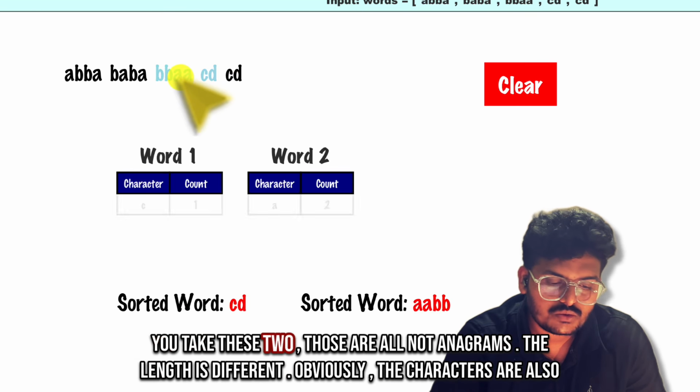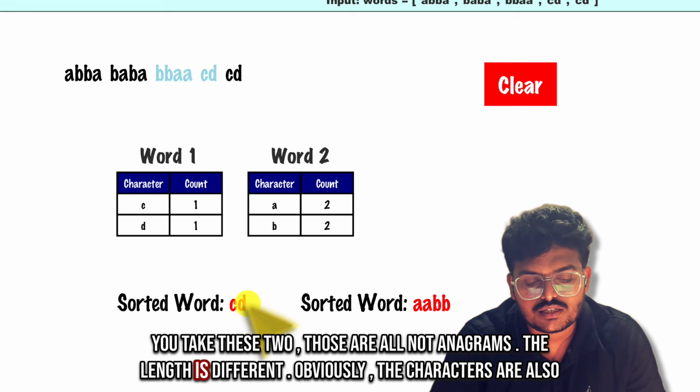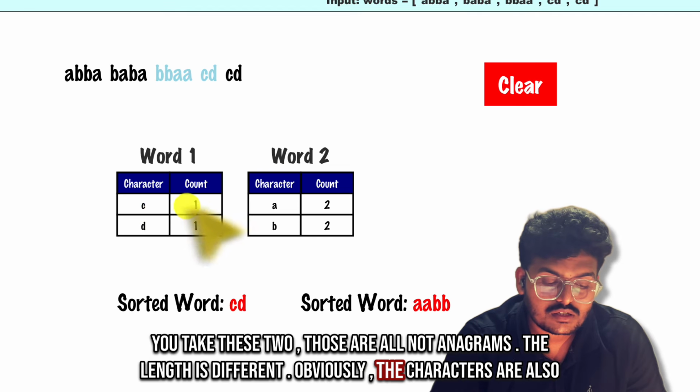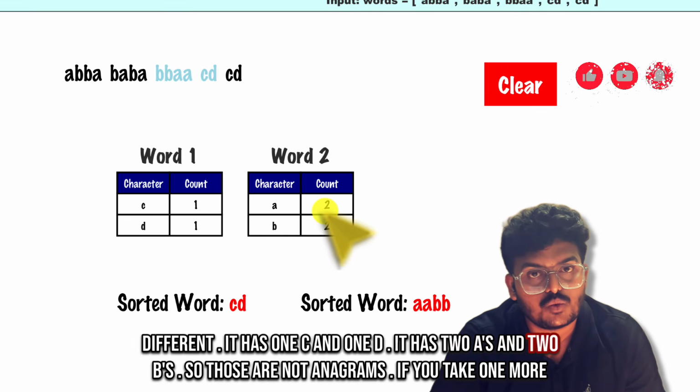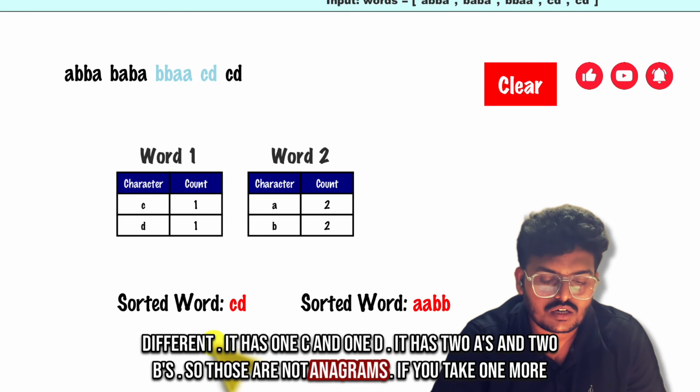If you take these two, those are not anagrams. The length is different. Obviously, the characters are also different. It has one C and one D. It has two A's and two B's. So those are not anagrams.